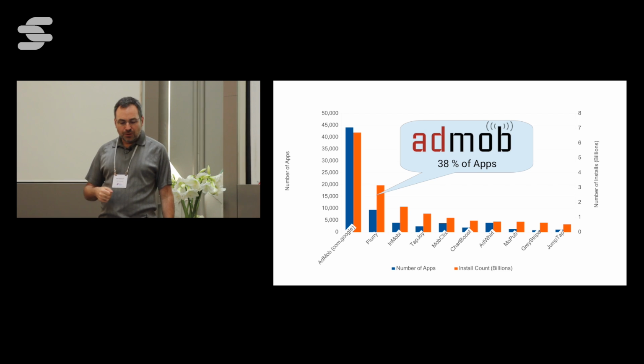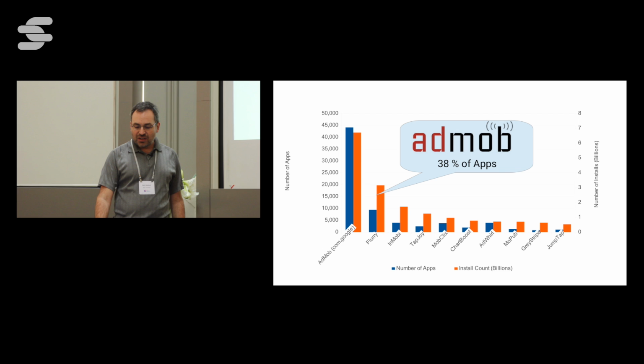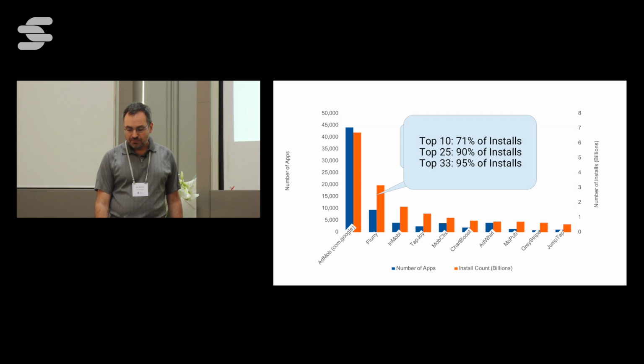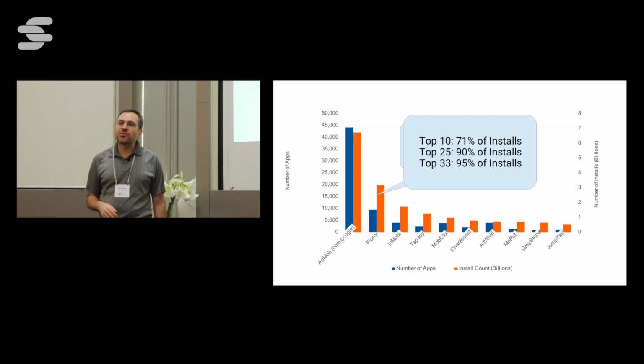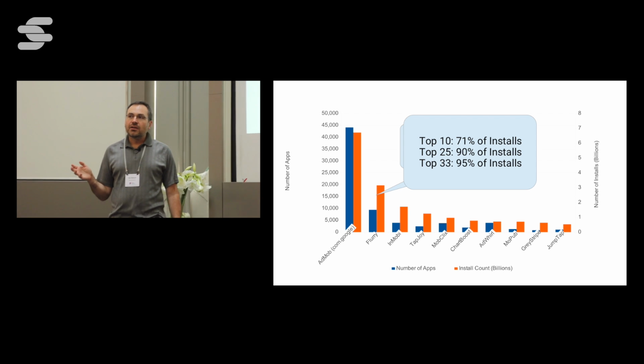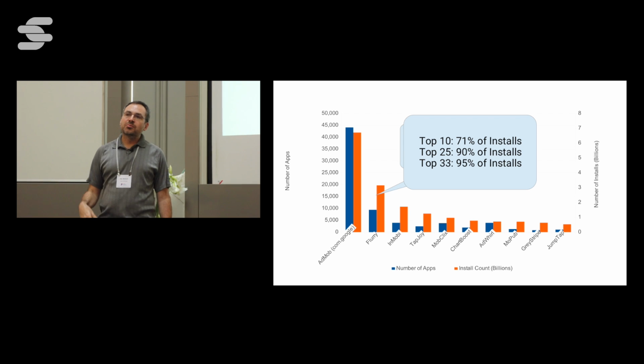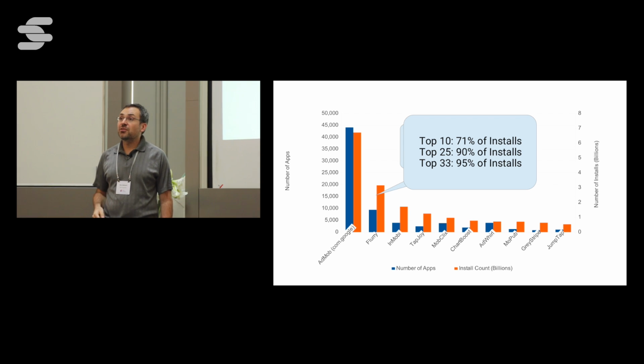AdMob, which is owned by Google, has 38% of all apps. And they similarly have a large share of installs. The top 10 have 71% of installs. The top 25 have 90% of installs. A relatively small number of ad libraries have a relatively high fraction of the market.